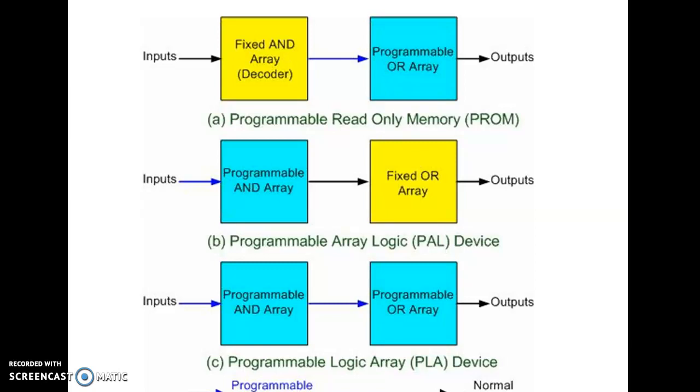Now you will get a clear idea of the differences between the three combinational PLDs, that is PROM, PAL and PLA. First, if you see the PROM, it has a fixed AND array, that means fixed connections. Whereas the OR gates are programmable, that means the connections to OR gates are programmable. Programmable connections are indicated with a blue line. Initially I told you about the difference between the black and blue lines: blue represents programmable connections, black represents fixed connections.